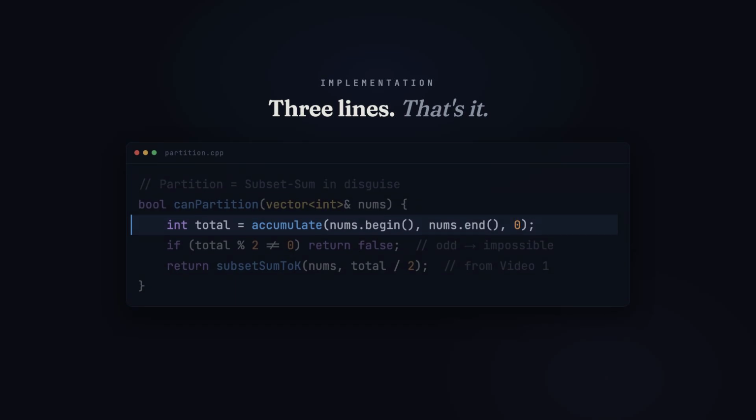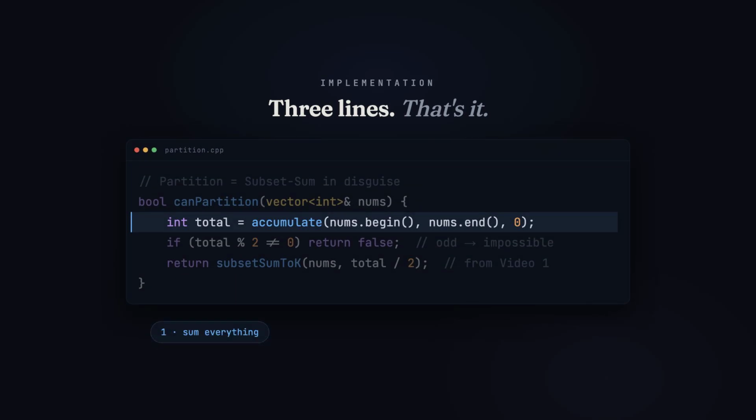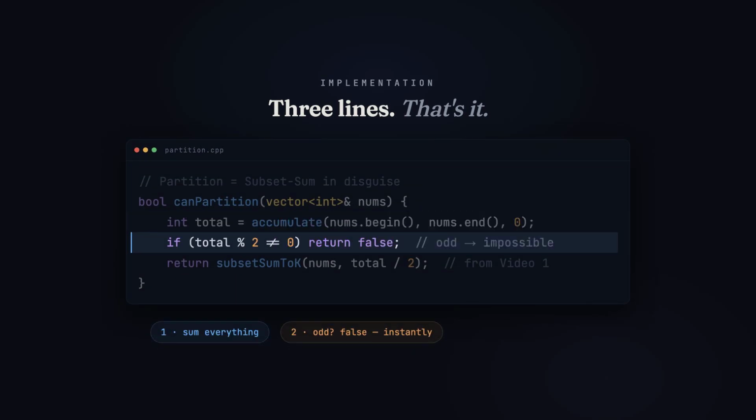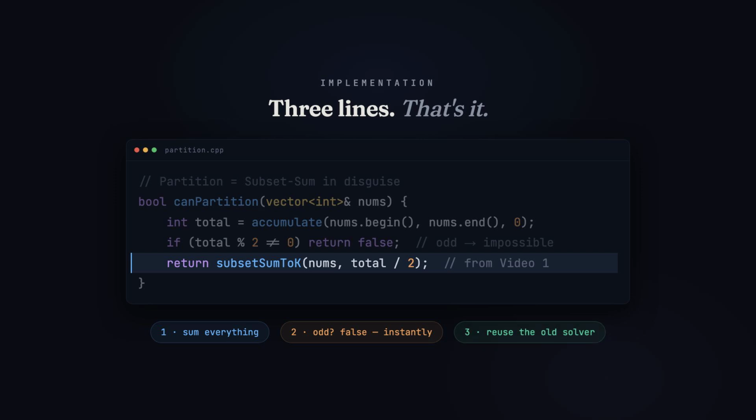So the implementation is almost embarrassing. Compute the total. If it's odd, return false right away. That's both a correctness check and a free shortcut. Otherwise, call the subset sum solver we already wrote, with target equal to total over 2. 3 lines. That's the whole solution.